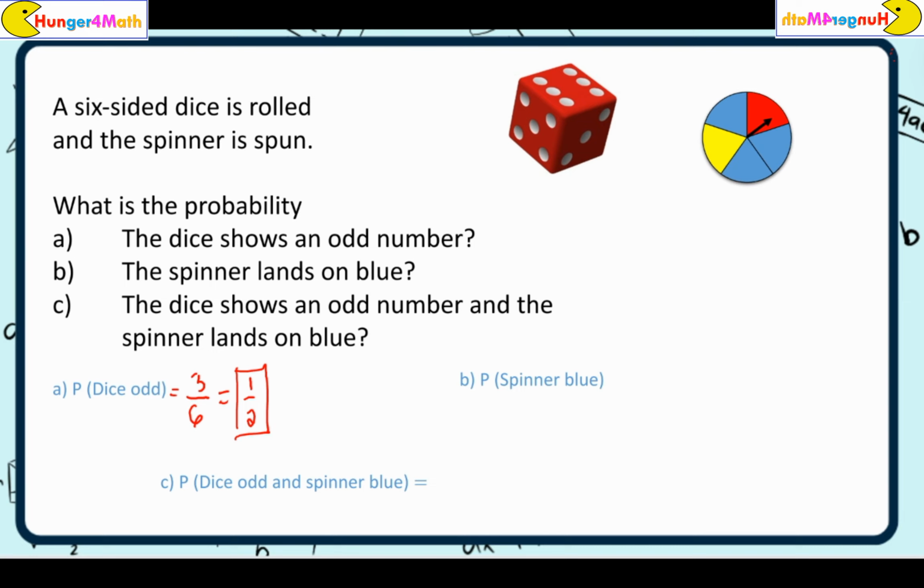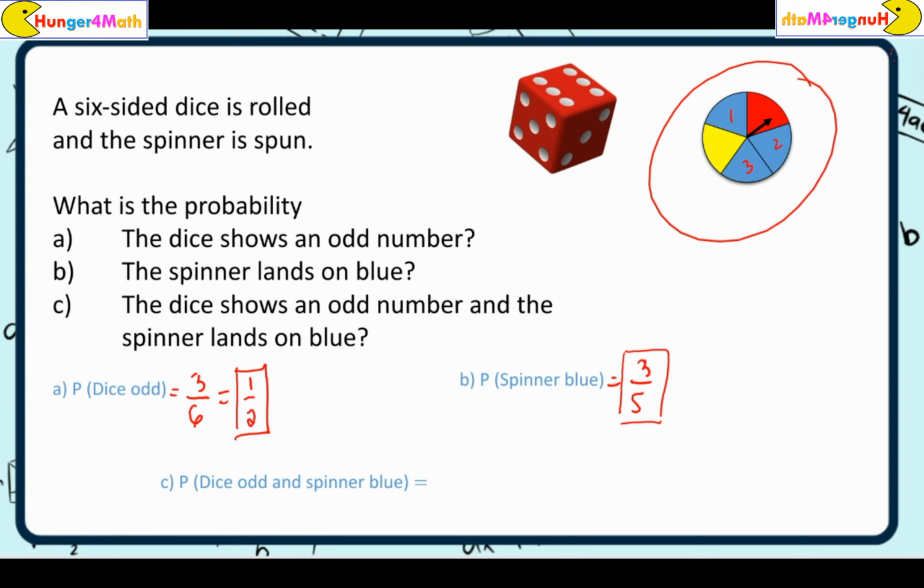Letter B, the probability the spinner lands on blue. This is equal to, for our spinner over here, there are 1, 2, 3 blue. So that would be 3/5, since there are a total of 5 outcomes on the spinner. And our answer for letter B is 3/5.